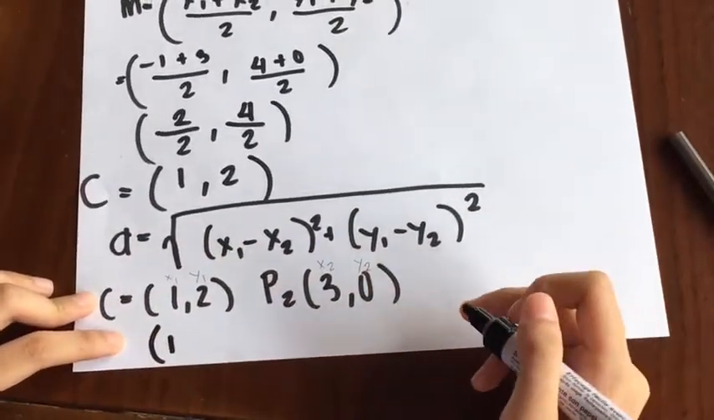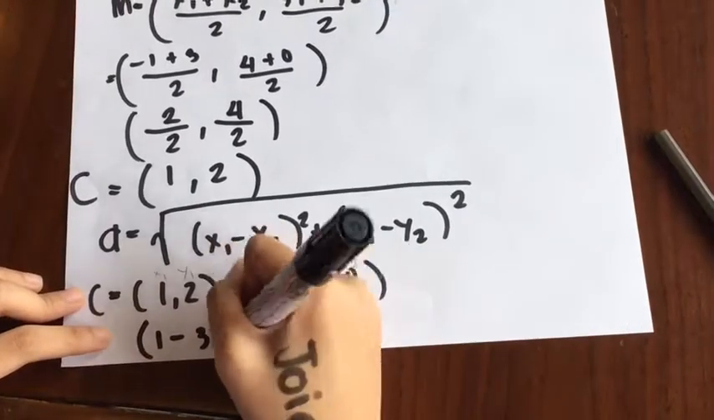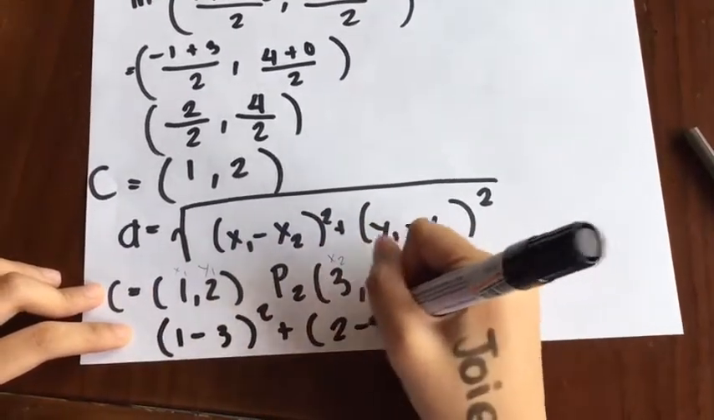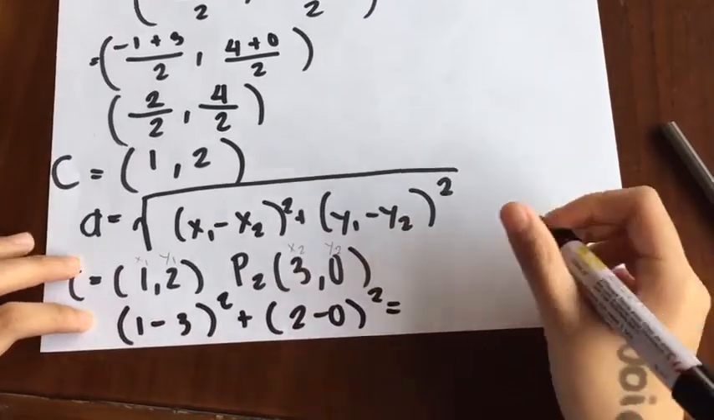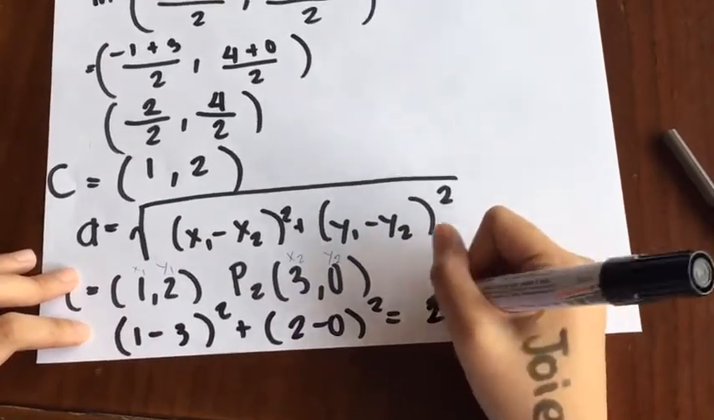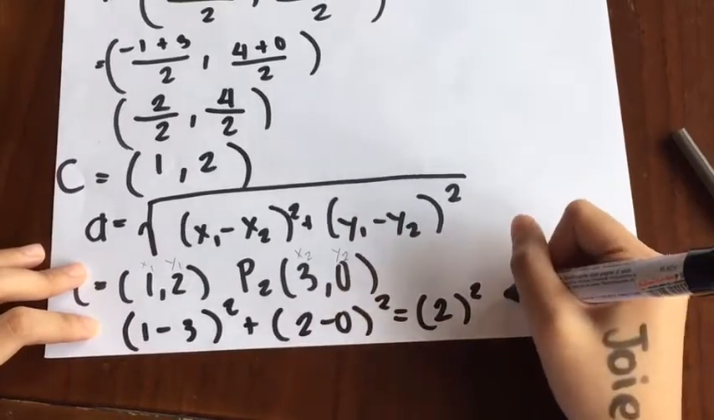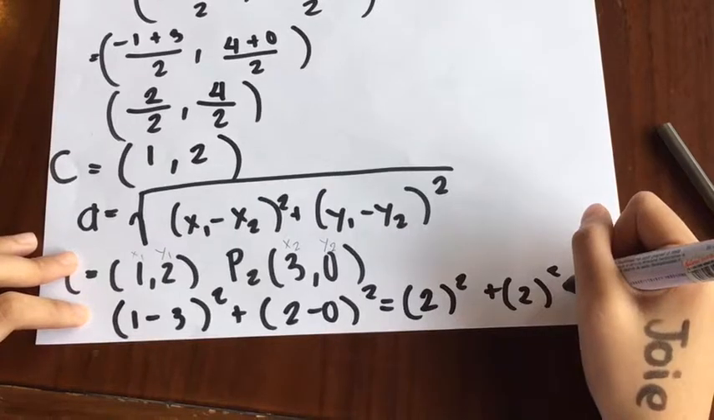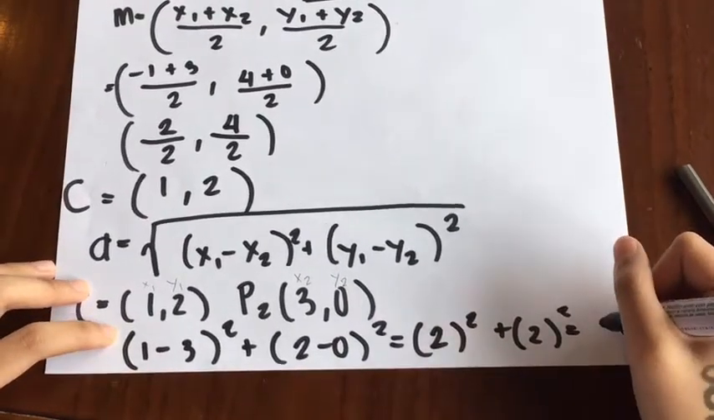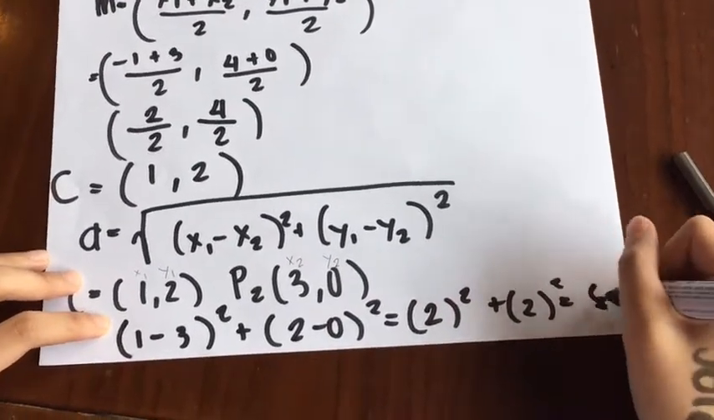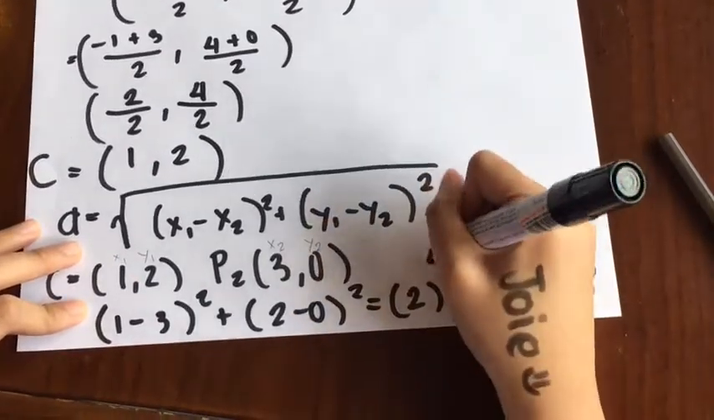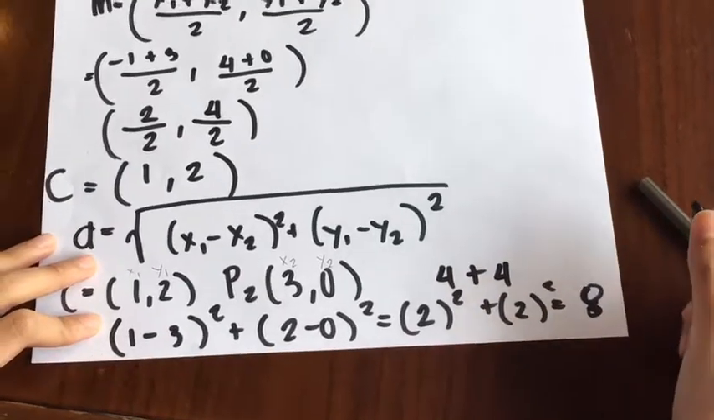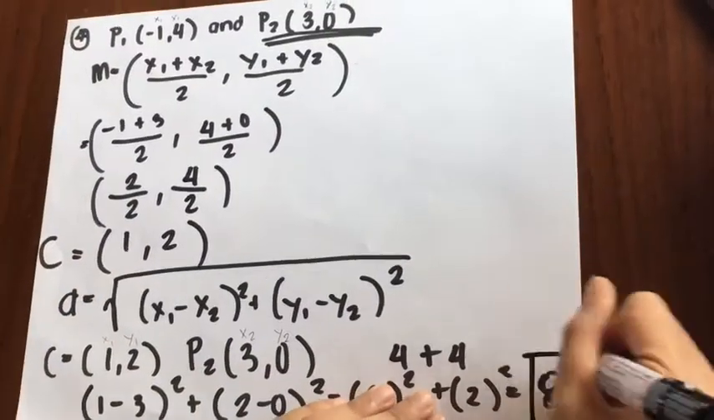1 minus 3 squared plus 2 minus 0 squared equals plus 2 squared equals 8. 8 kasi 4 plus 4. So, ito yung magiging r squared natin.